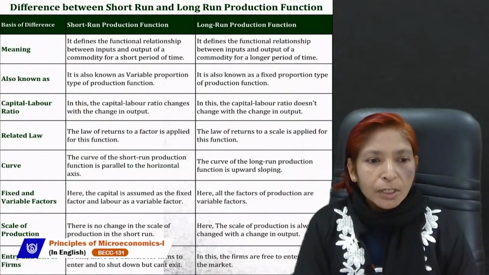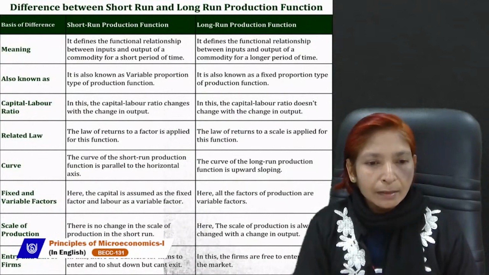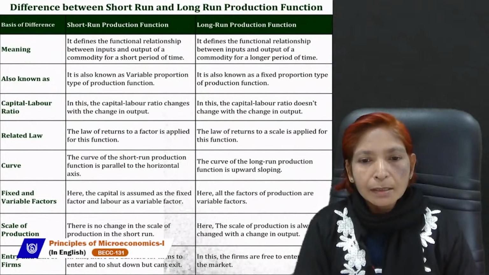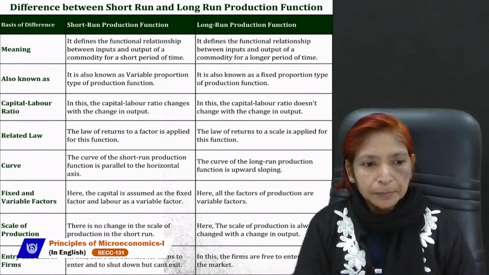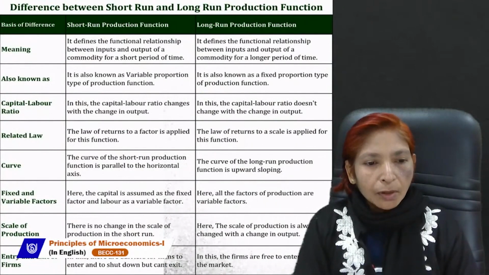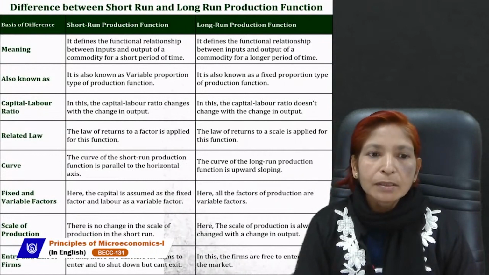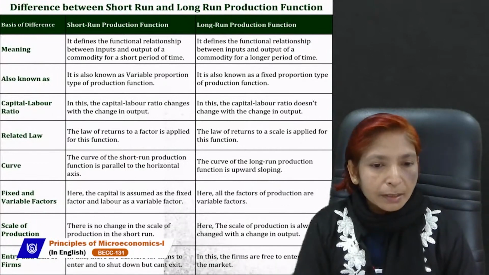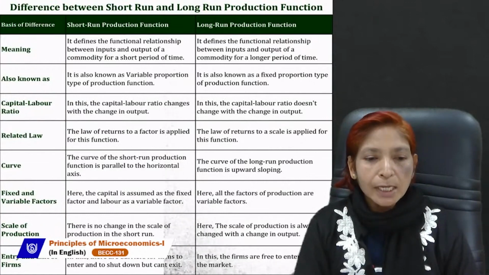Short run production function law is called returns to a factor. And long run production function is known as returns to scale. The curve of the short run production function is parallel to the horizontal axis. This curve explains expansion path because in short run, capital will remain constant, only labor unit will change.